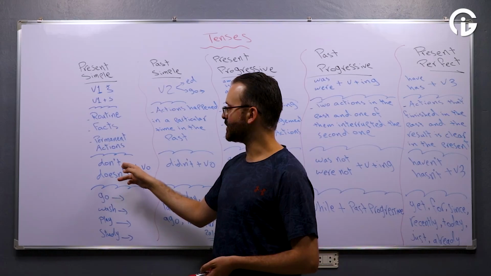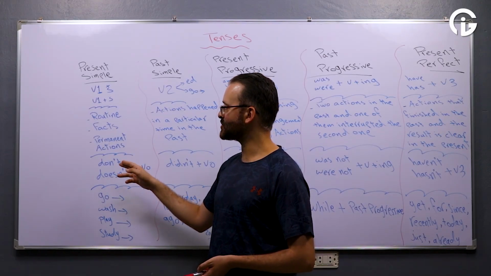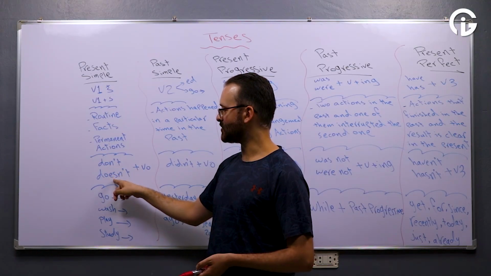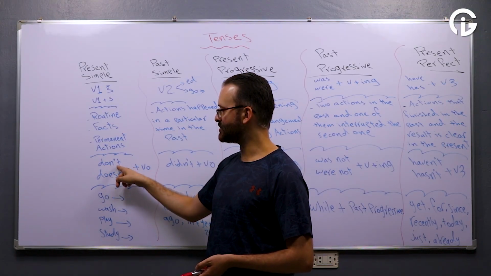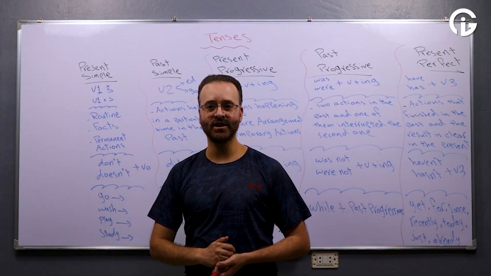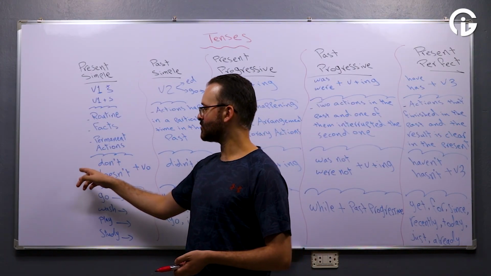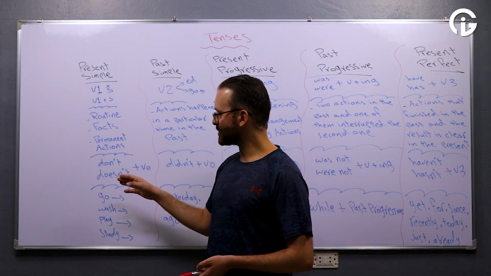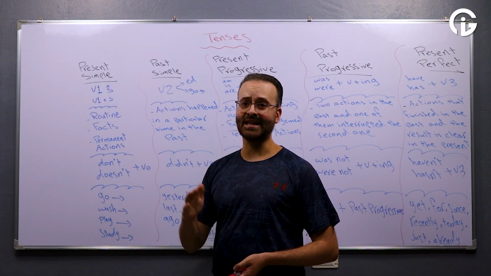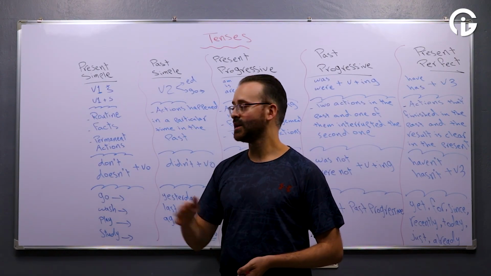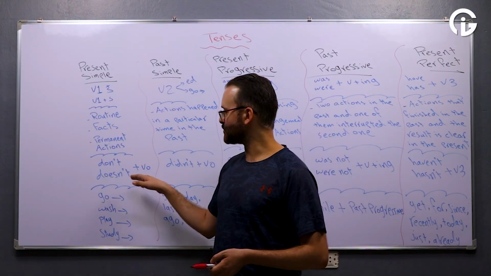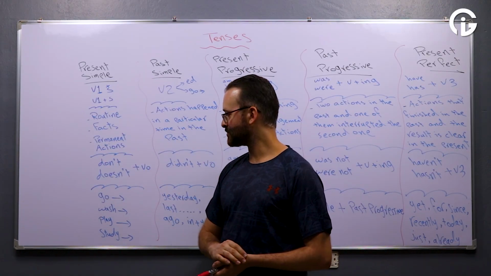Don't forget that when I want to change a sentence from positive into negative, we use don't or doesn't. We can use do not or does not. Don't with I, we, you, or they. Doesn't with he, she, or it. Don't forget that after don't and doesn't, we always put verb 0. We can't add s, ed, or ing to the verb. We put it in the 0 form.